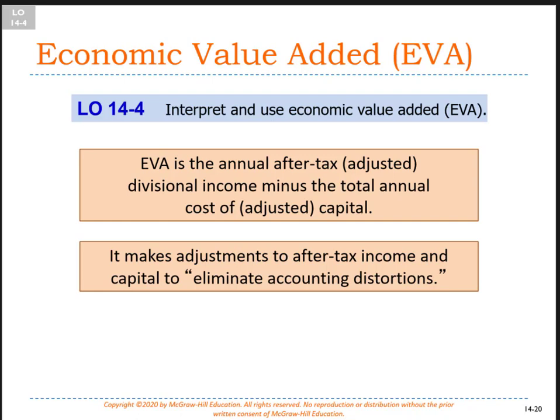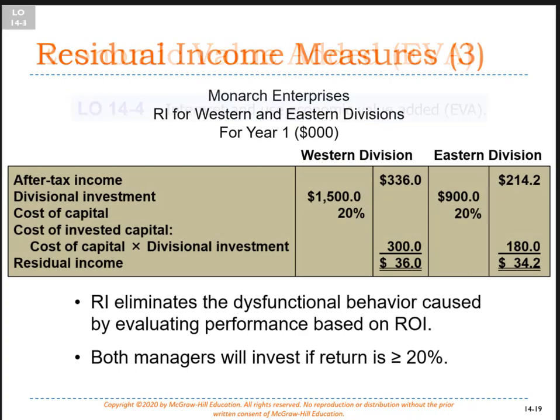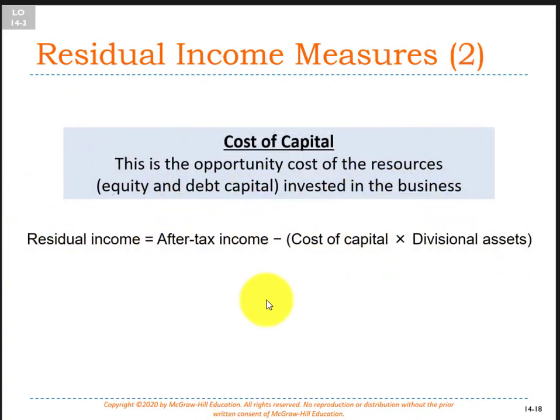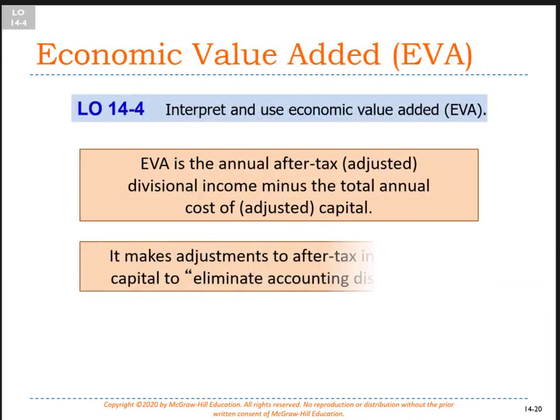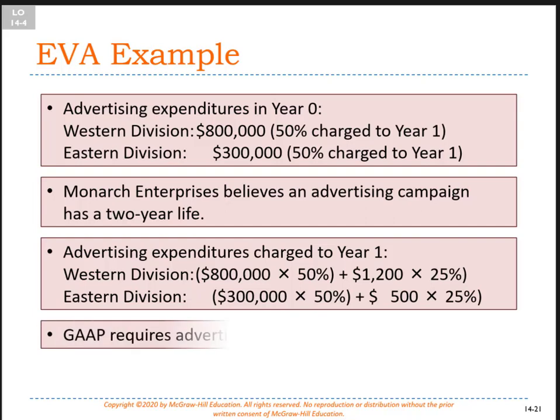So to get economic value added, we're going to adjust our residual income formula to try to eliminate what consultants have said are accounting distortions. All right, and we'll show you a couple of those. The textbook explains some of those, but basically, we're going to adjust all of the pieces that we use in our formula for calculating the after-tax income. All right, we're going to use the same cost of capital, but also we're going to adjust divisional assets to get economic value added. But it's going to feel very much like the residual income.